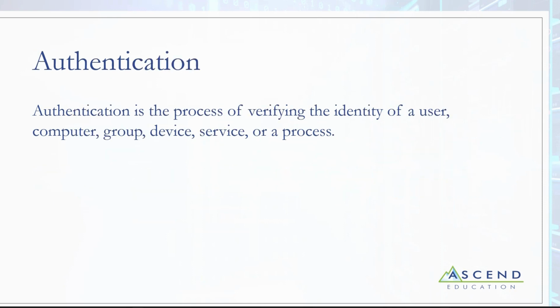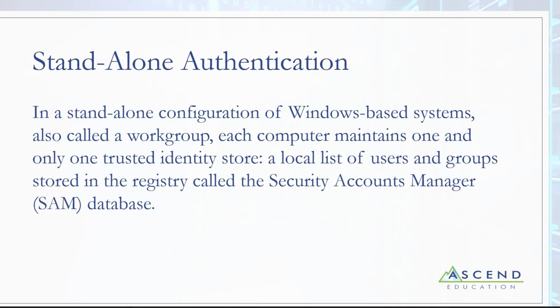Once that identity process starts, the authentication process is the next step, and that's where it verifies the identity of that object. Active Directory sees all these different things as objects: users, computers, groups, things like that. It doesn't see one as being more important than the other. They're all just a collection of objects.